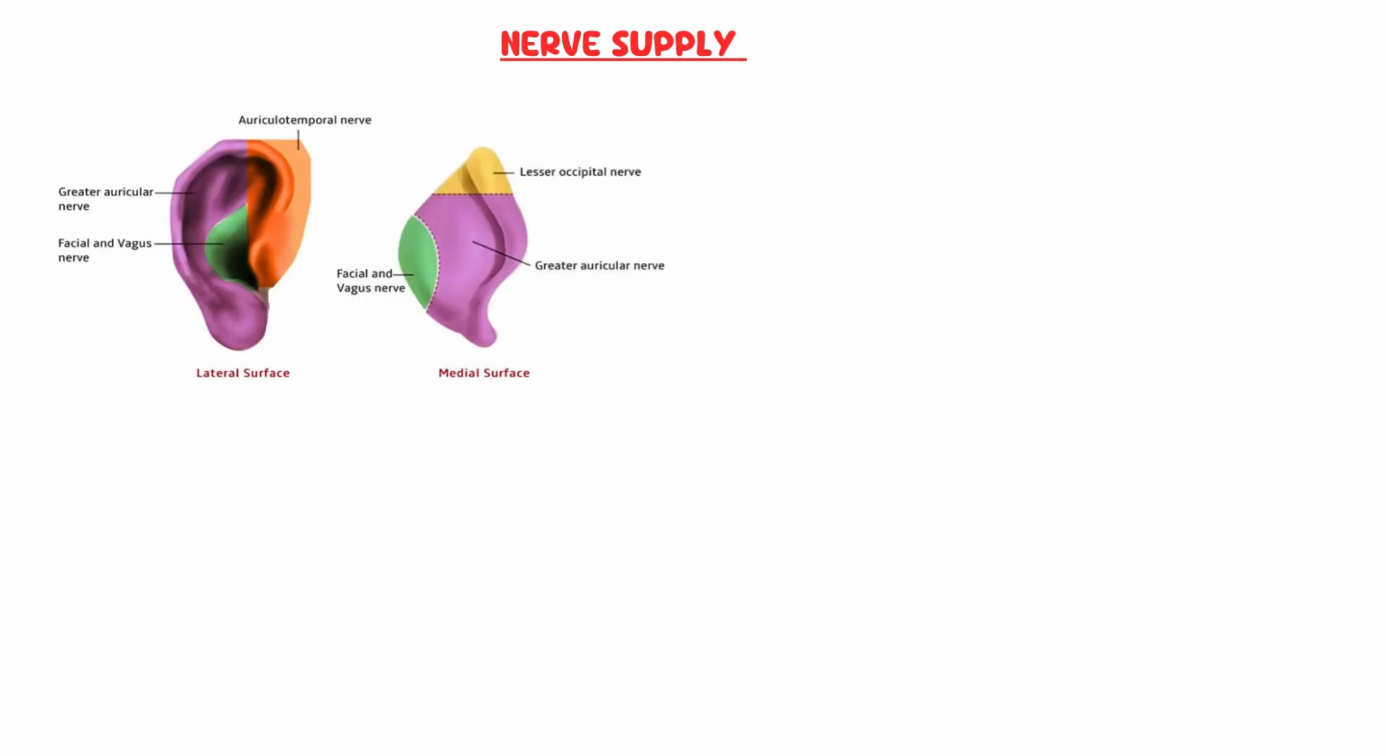Coming towards the nerve supply of the external ear, first we will discuss the nerve supply of pinna. Great auricular nerve supplies most of the medial surface of pinna and the posterior part of the lateral surface. Lesser occipital nerve supplies the upper medial surface. Auriculotemporal nerve supplies tragus and crus of helix, while the auricular branch of the vagus nerve supplies the medial surface of the concha. Now, the nerve supply of external auditory canal.